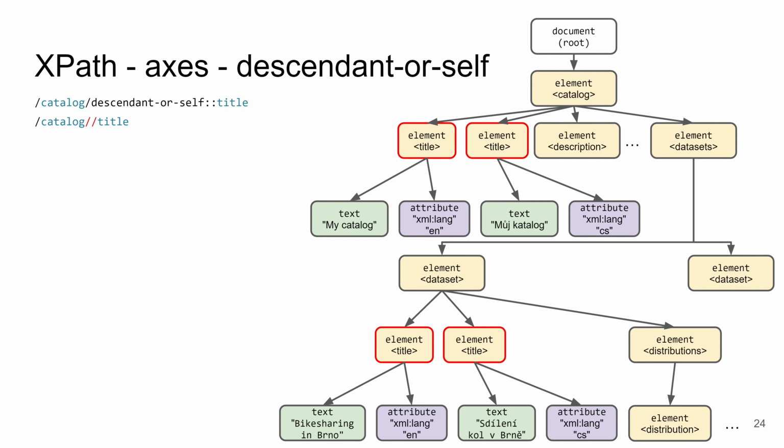Now, another axis we'll talk about is the descendant or self axis, which contains the current node itself and all its descendant elements. And there is again a syntactic shortcut for this, and that's the //. So whenever you see a //, it's a syntactic shortcut for descendant or self. So here we go from the root to the catalog, then descendant or self. So it will contain the catalog and all descendants, and we'll filter that set to the title elements. And we'll end up with the 4 title elements.